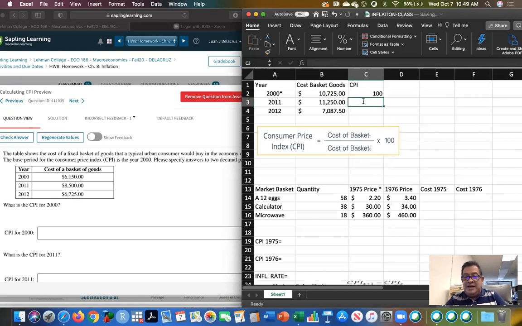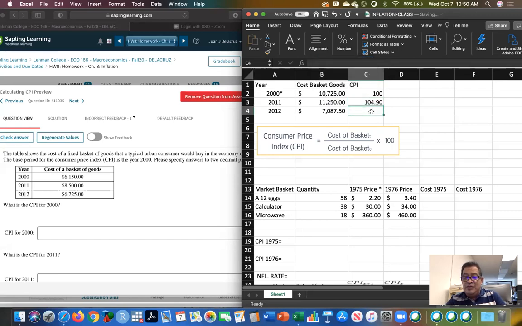So I'm going to use the cost of the basket now, which is this one, then divided by the cost of the basket of goods for the base year, and then I'm going to multiply it by 100, right? I can make these numbers smaller, with fewer decimals. The question is asking you for 2 decimal points, right? So we are going to keep it that way.